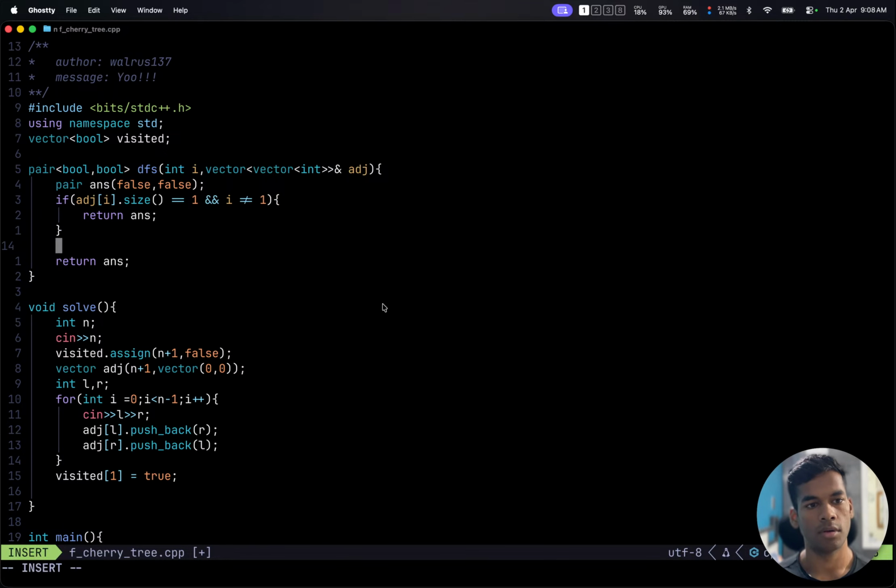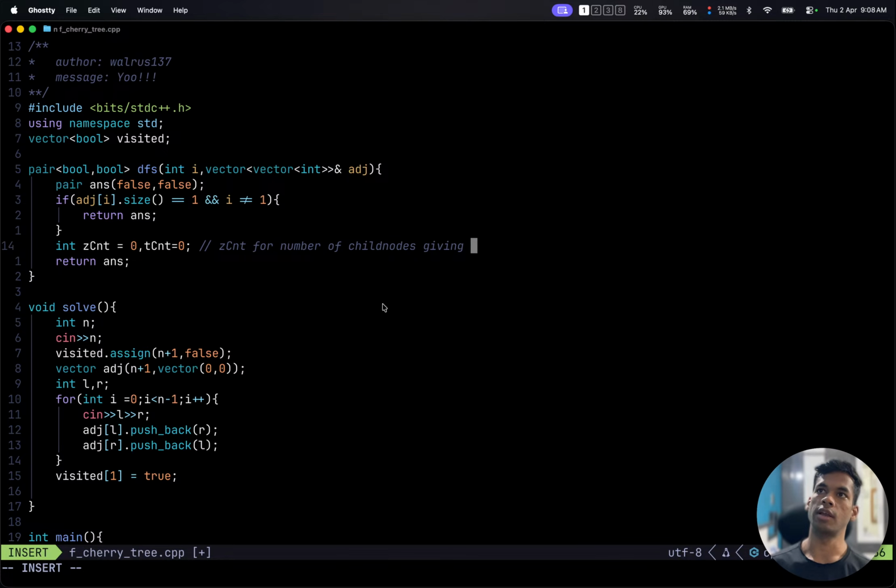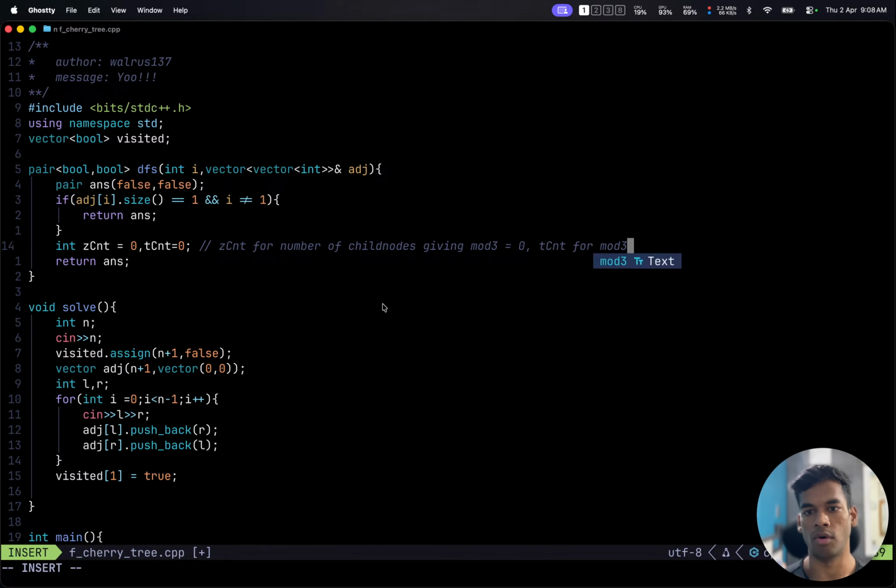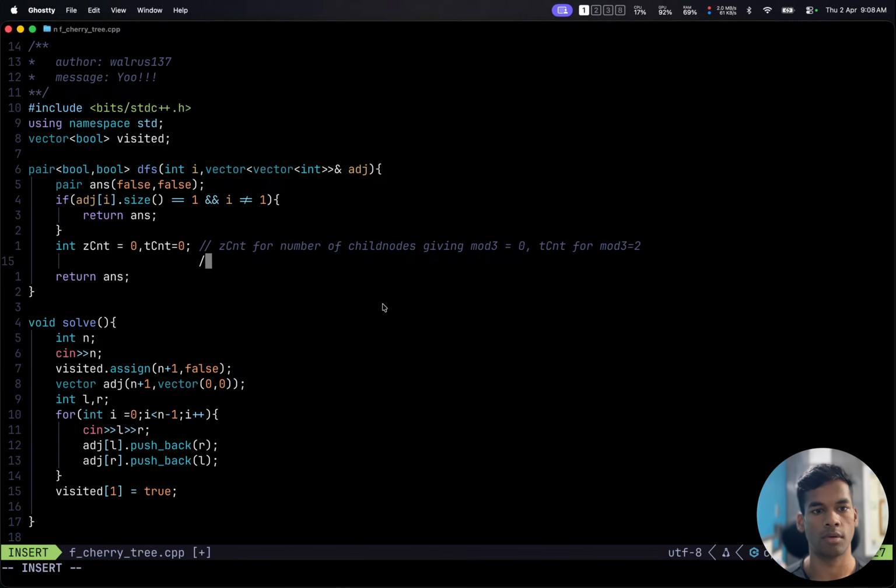And yep, good. Then we need two integers, z count equals 0 and t count equals 0. Z cnt for number of child nodes giving mod 3 equal to 0 and t cnt for mod 3 equal to 2, right?